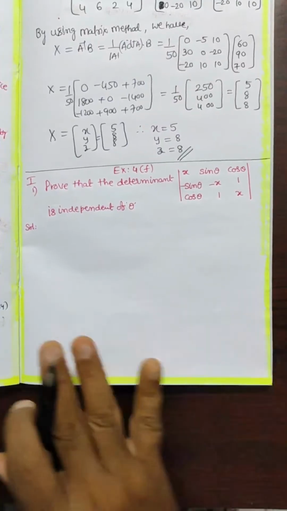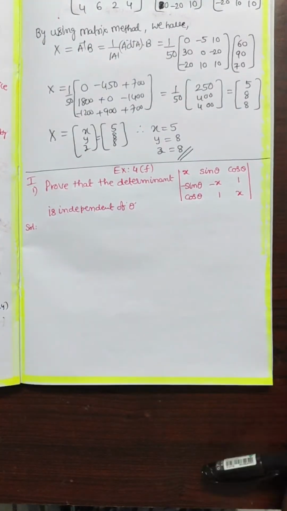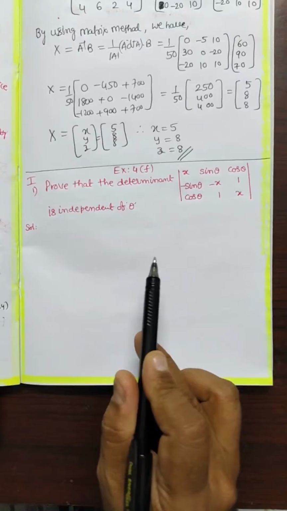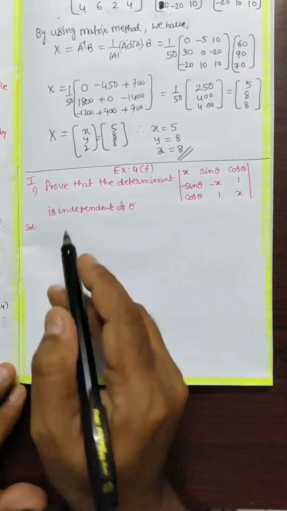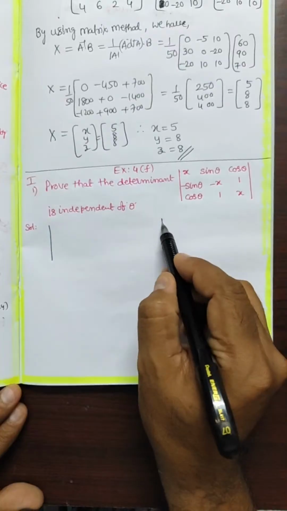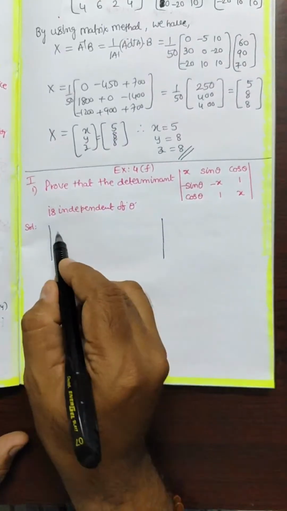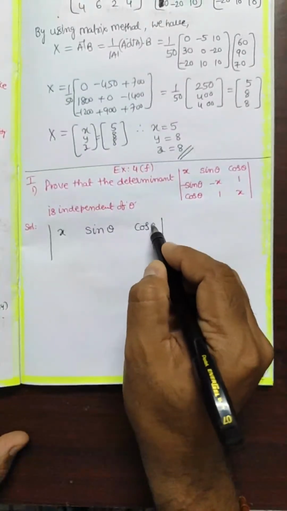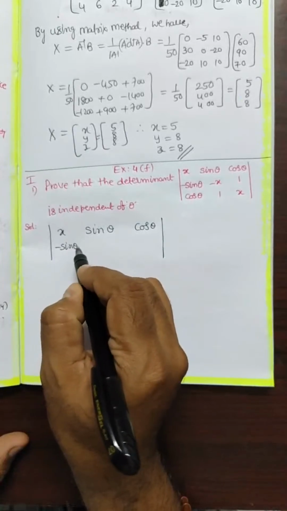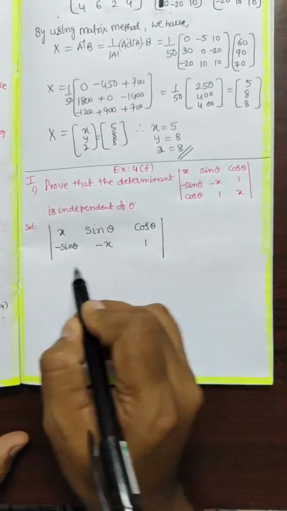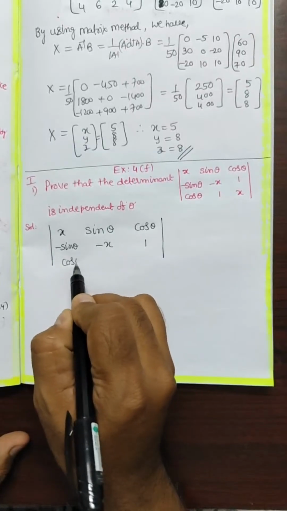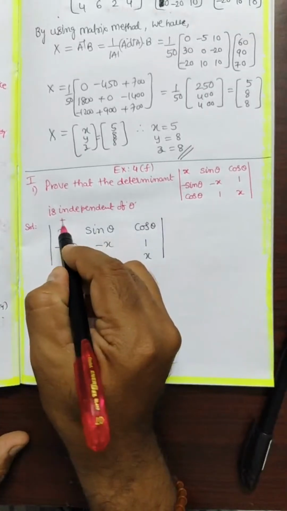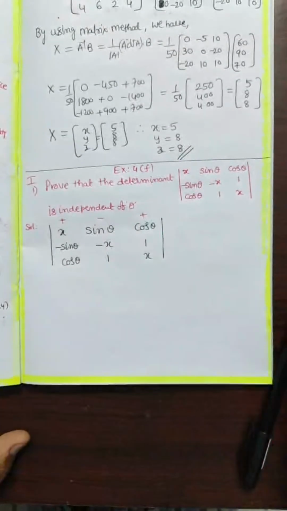Let us discuss the question here. We are in exercise 4f, determinants concept. Prove that the determinant is independent of theta. So first you have to write the given determinant and expand: x, sine theta, cos theta, minus sine theta, minus x, 1, cos theta, 1, x. So here plus, minus, plus.